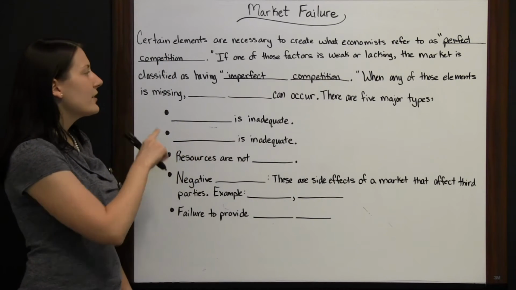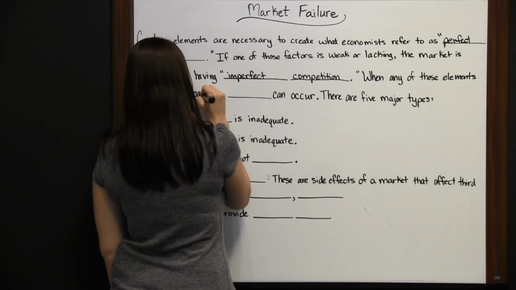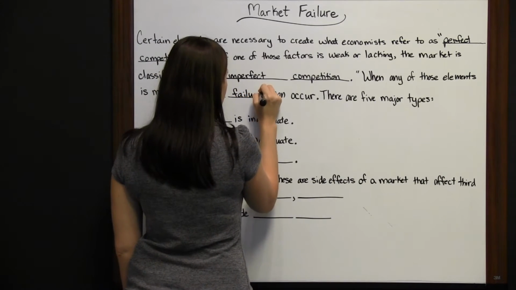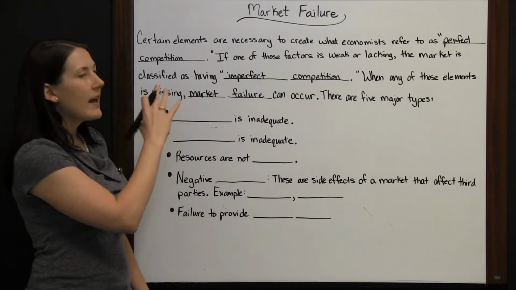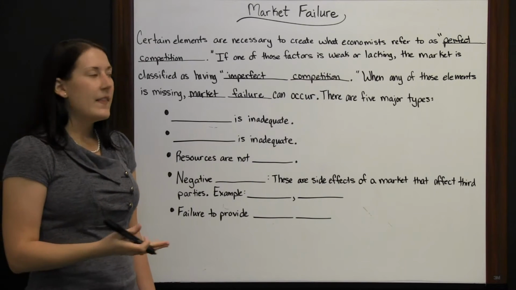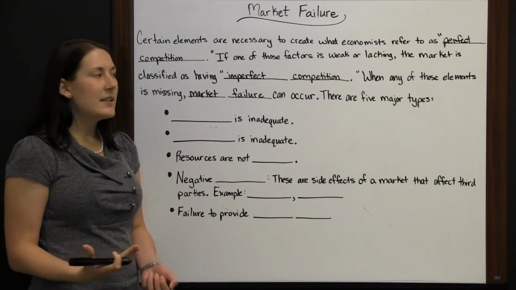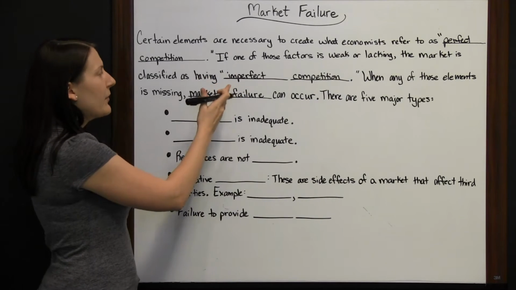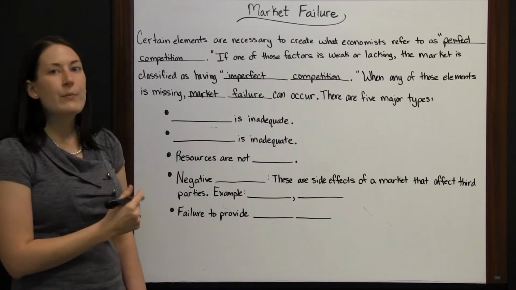Now, when any of these factors or elements is missing, market failure can occur. It doesn't mean it will every time. It just makes it much more likely that market failure will occur if one of the important elements is missing. And there are 5 major types of market failure that describe what would be missing, what crucial element would be missing in order to cause that market failure and keep it from being imperfect competition or, at the best, perfect competition.